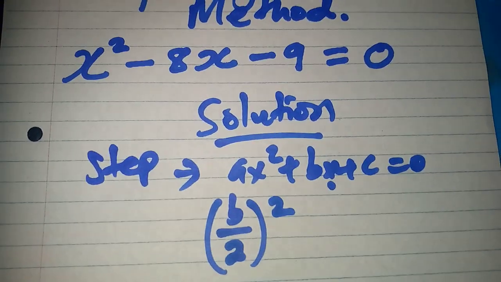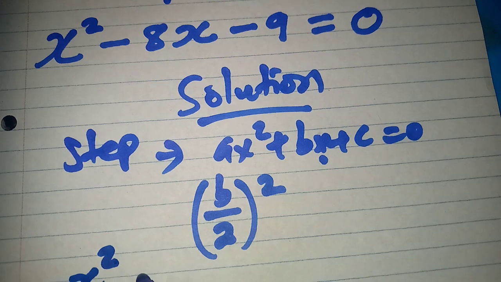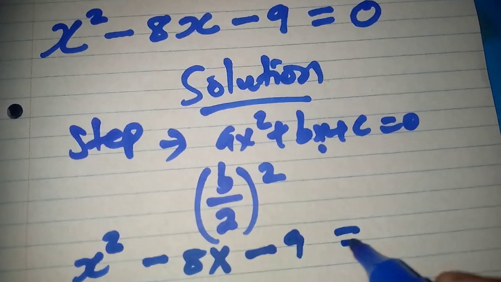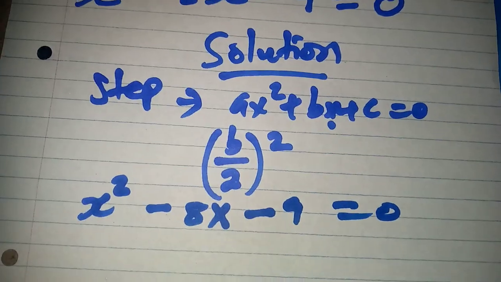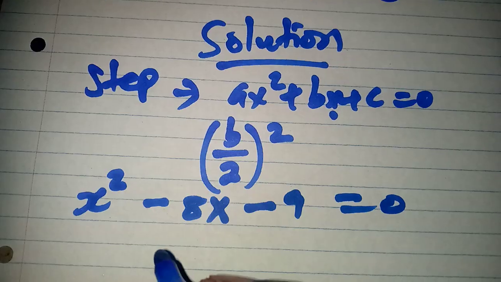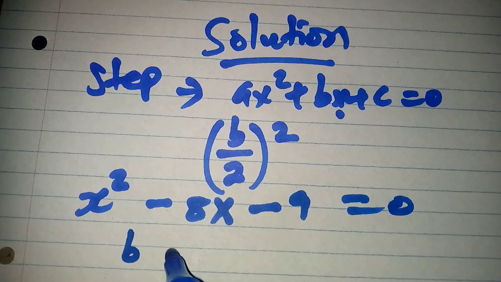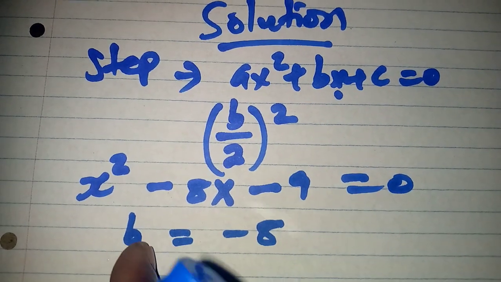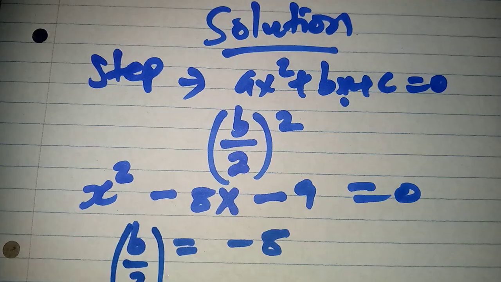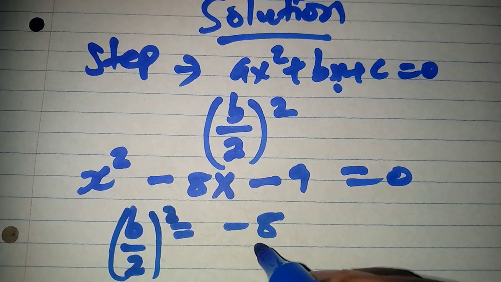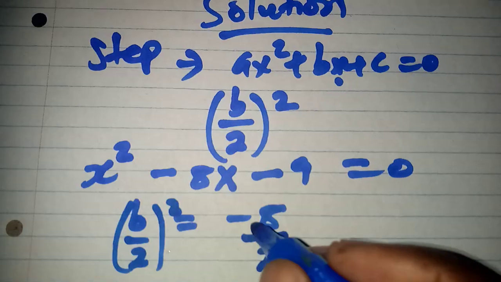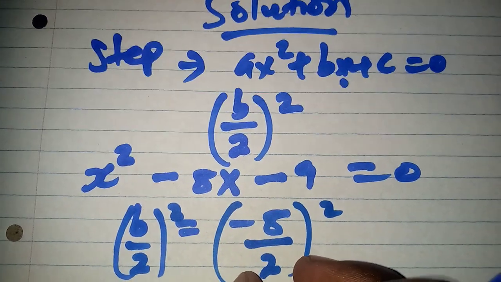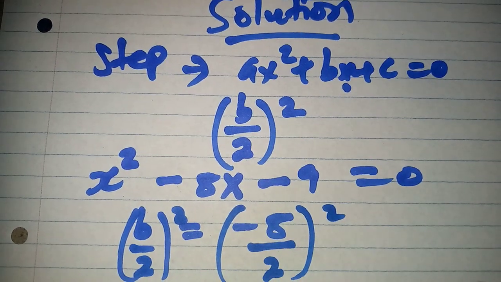So let us see. In my case, x squared minus 8x minus 9 equals 0. I know that the coefficient of x is negative 8, so my b is equal to negative 8. Take a half of b and then square it. So that means I'm going to take negative 8 divided by 2 and then square it. Then this is what I'm going to add on both sides.